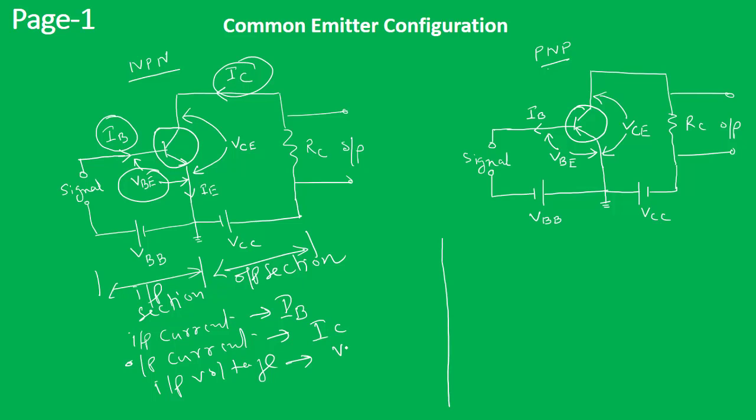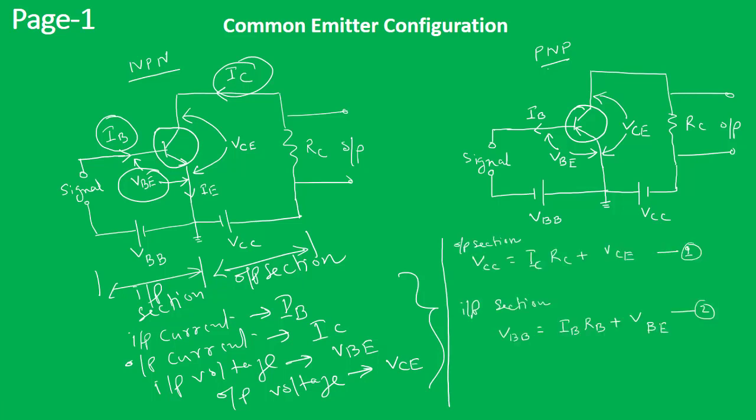So that is VBE. So if we are considering only the transistor part, and the output voltage, I'm not talking about the load voltage, I'm talking about the output voltage of this transistor. So that is VCE. So these are the four input and output parameters on the basis of which common emitter configuration may be characterized.